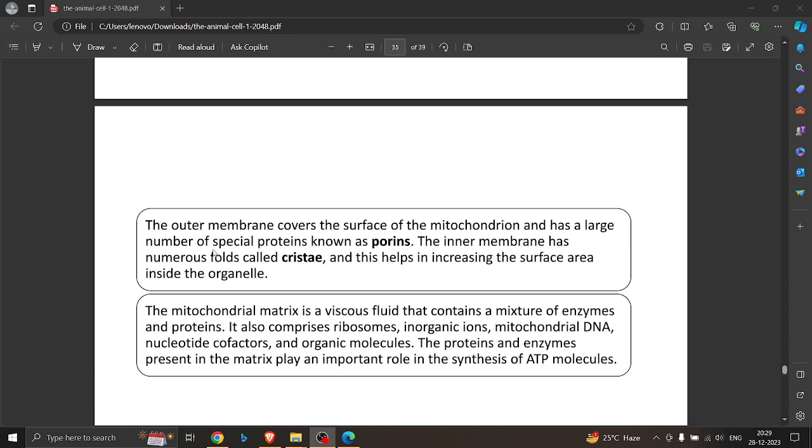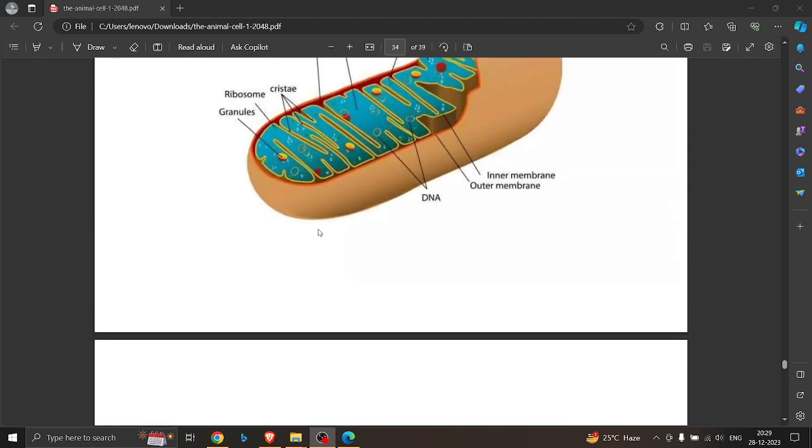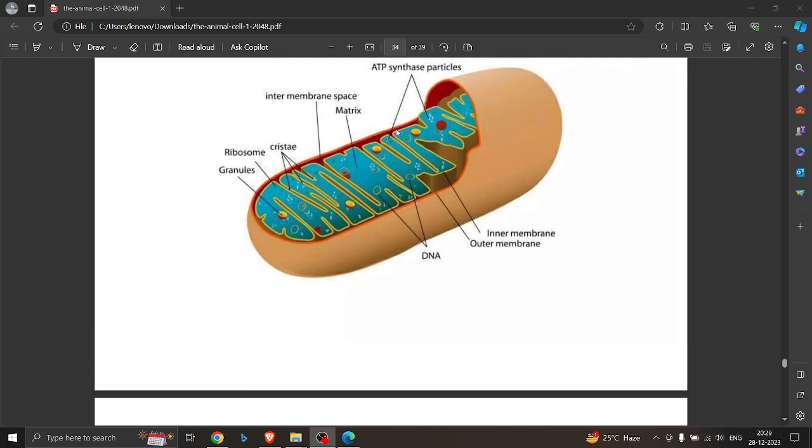It has a large number of proteins known as porins. The inner membrane has numerous folds called cisternae. Coming to the diagram again, the inner membrane has the folds. You can see the folds here. These folds are called cisternae.